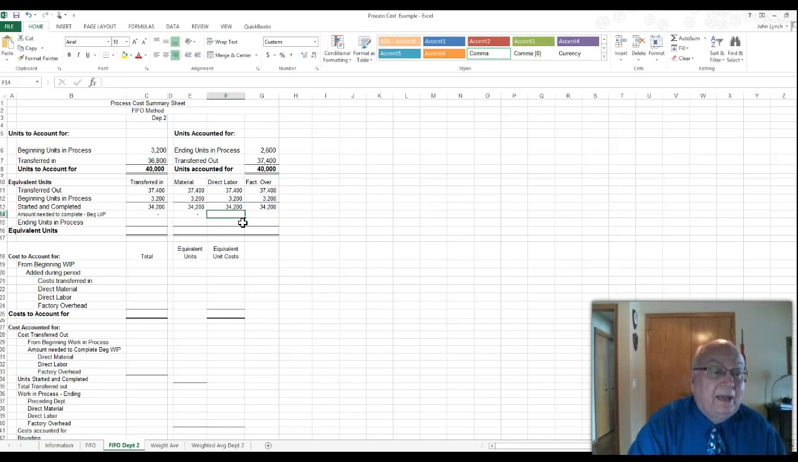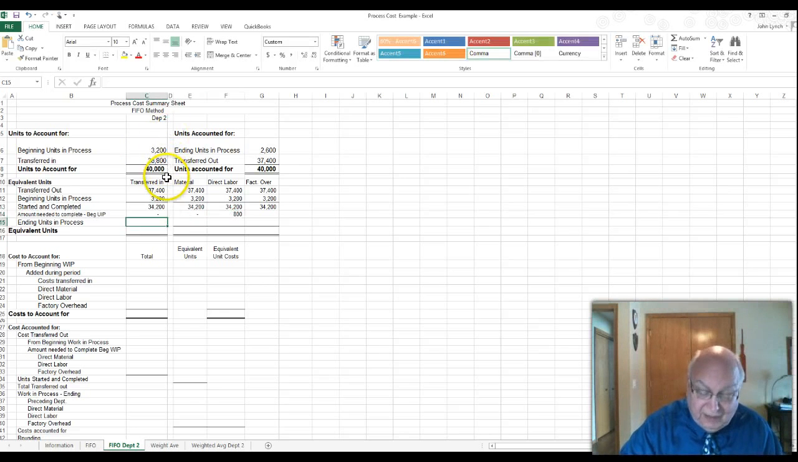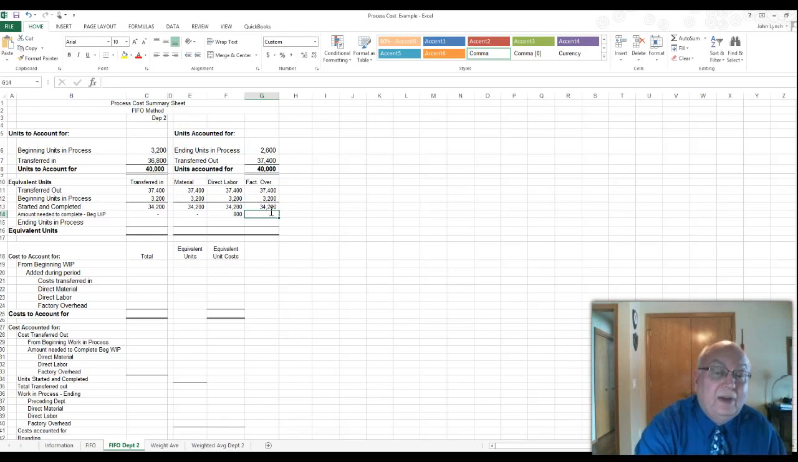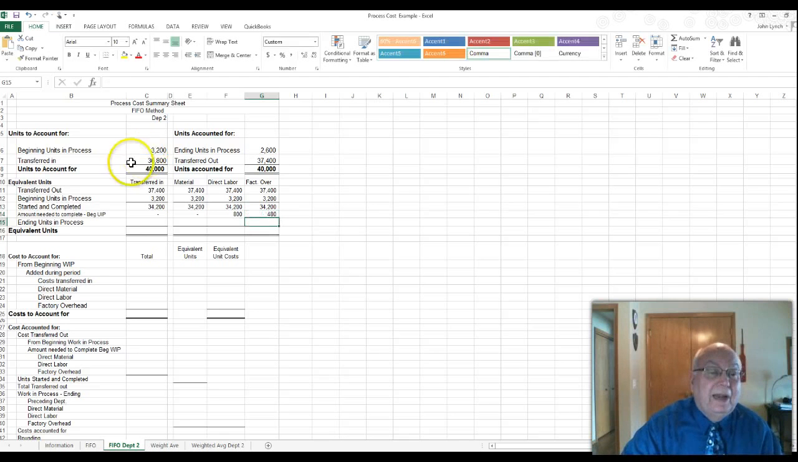Okay. The amount needed to complete beginning units in process, again, we take the beginning units here times 1 minus the percentage already started, which was 75%, so minus 0.25, and that gives us 800 units that we need to finish them up. Okay, for the factory overhead, we do the same thing. It's the 3,200 times 1 minus the 85% in this case. So we need 15% to finish them up, or 480.